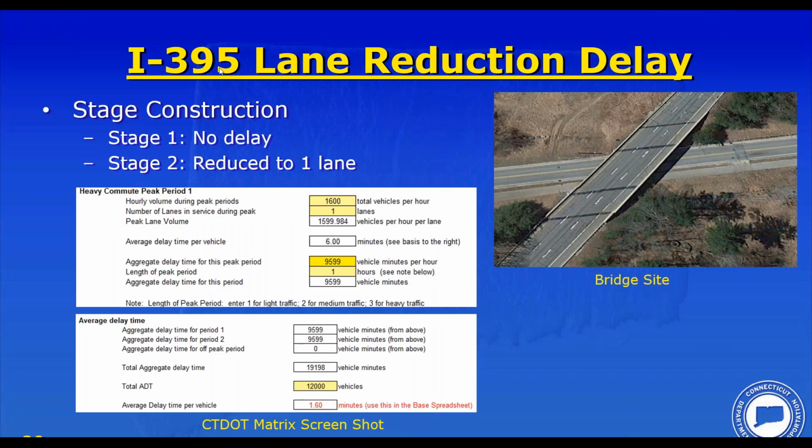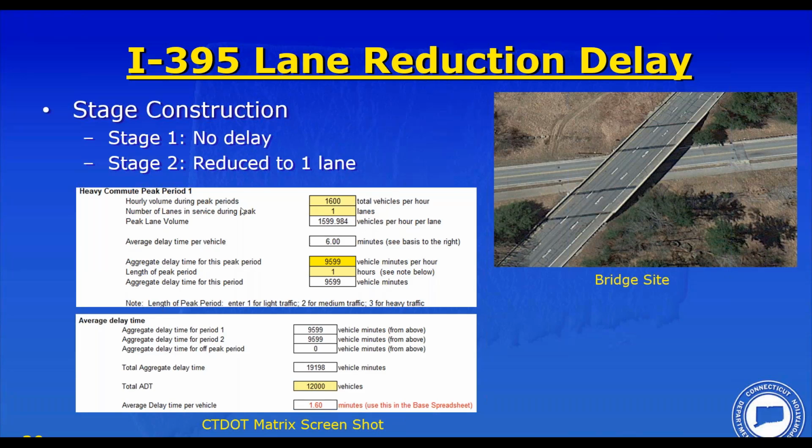So now we're looking at, I'm sorry, we're looking at the option where we don't close the highway, stage construction, and we're going to go with stage one with 2 lanes of traffic and stage 2 with 1 lane of traffic. So this is the non-ABC option of keeping the highway open. Stage 1, by inspection, our ADT is fairly low, and we have 2 lanes of traffic in each direction. So we have actually the peak hourly volume is 1,600. So in stage 1 with 2 lanes of traffic at 1,600, by inspection, we know there's no delay.